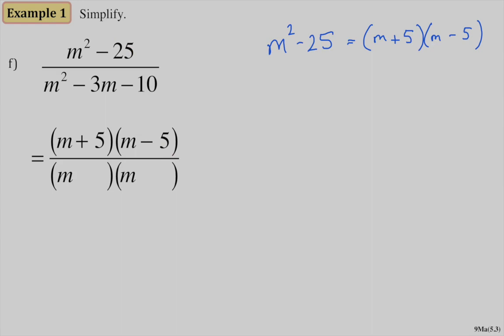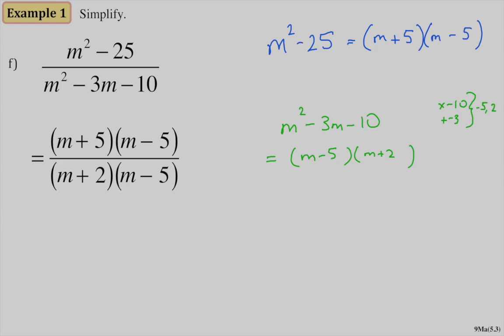On the bottom, I have m squared minus 3m minus 10. This is a simple monic quadratic, I'm chasing numbers that times to give minus 10 and add to give minus 3. That would be minus 5 and 2, because they times to give minus 10 and they add to give minus 3. So I'd have m take 5 and m plus 2, or I'd have m plus 2 and m take 5. The order doesn't matter. So there's my m plus 2 and m take 5. I've written it in that order. It doesn't matter what order it is.